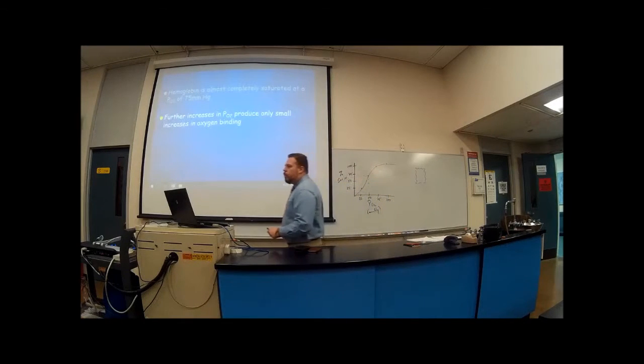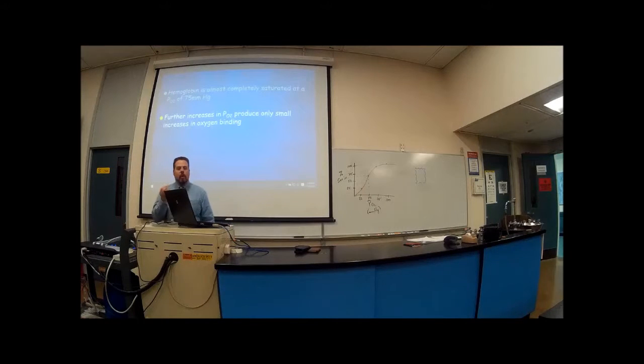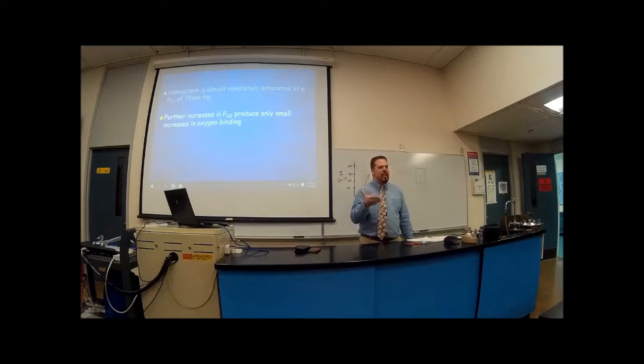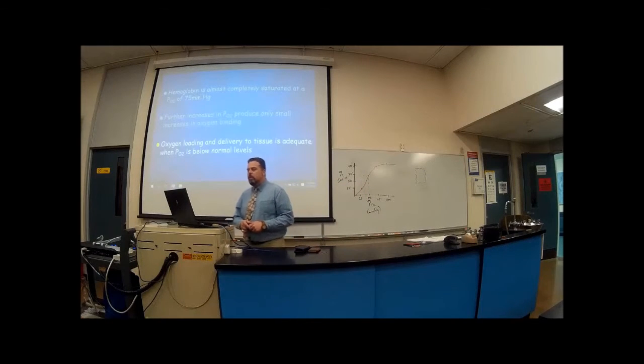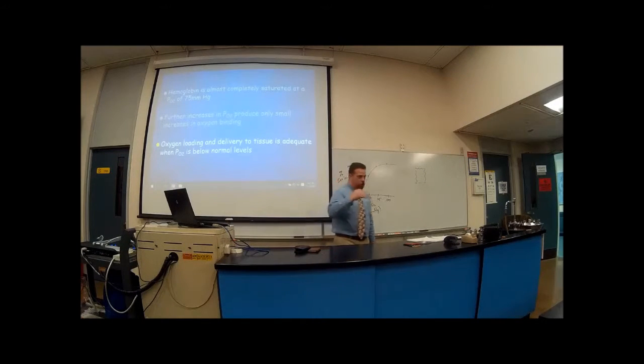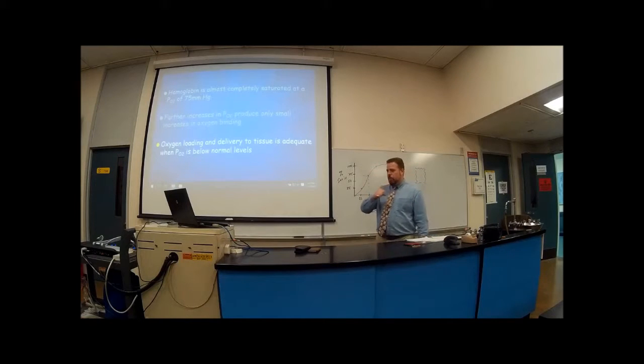Okay? So further increases only produce small increases in oxygen binding. At 75, if you want to bring it up to 80, it's only going to do a little bit. It goes from 93 to 94%, not much. You don't need that much when you get up there. Oxygen loading and delivery to tissues is adequate when the partial pressure of oxygen is at or below normal levels. You don't need to be bringing up high levels there. We're creatures that do well with low levels of oxygen. Okay?